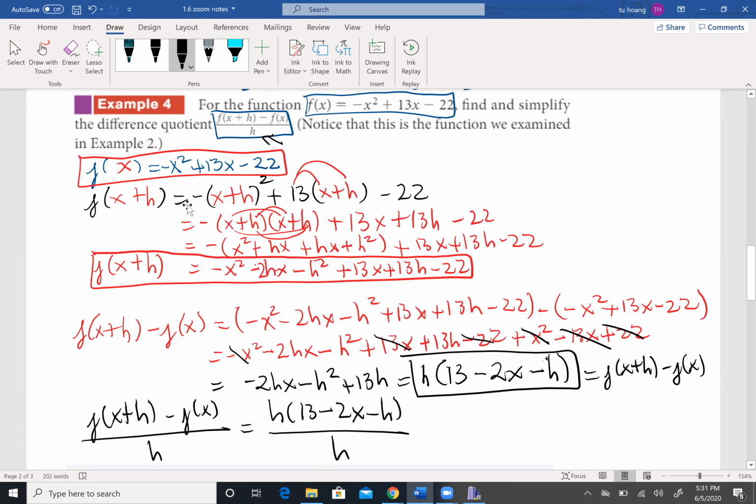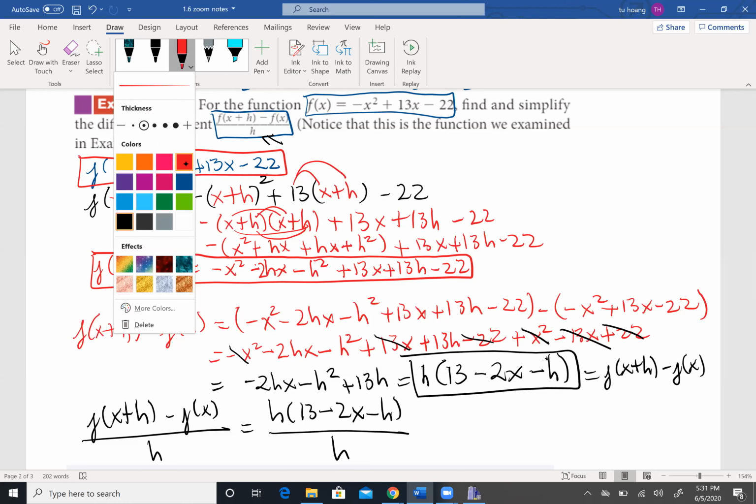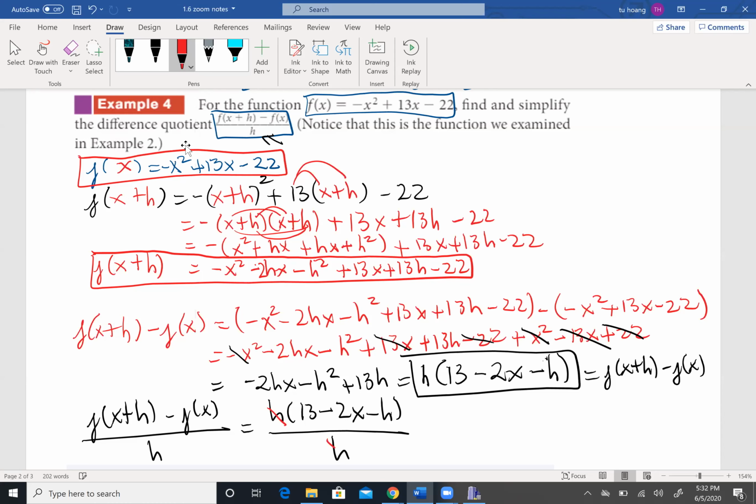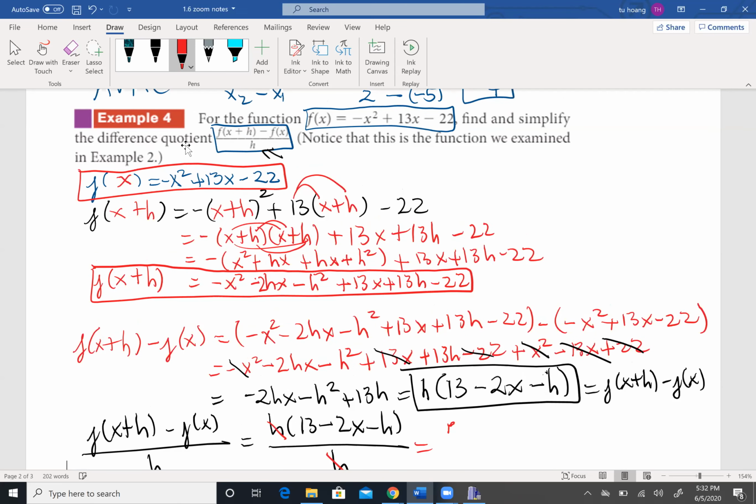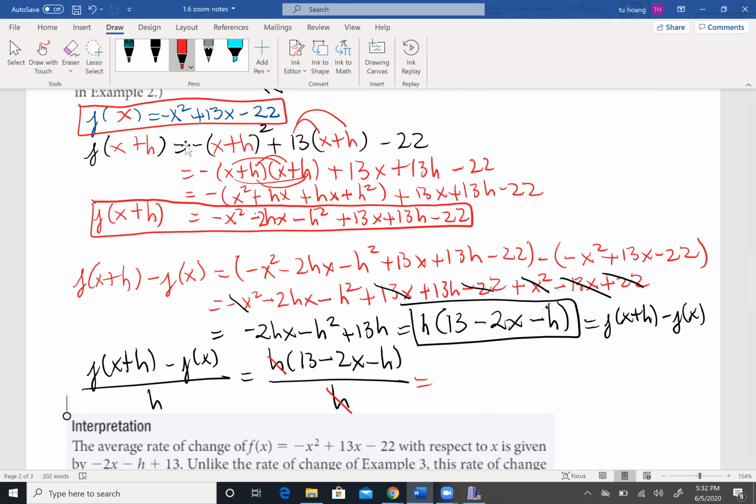And then since it's factored everything already, you can cancel the same factor between top and bottom, and you will have 13 minus 2x minus h. Just note that h in this case has to be not equal to 0, because if it equals 0, then this is undefined.